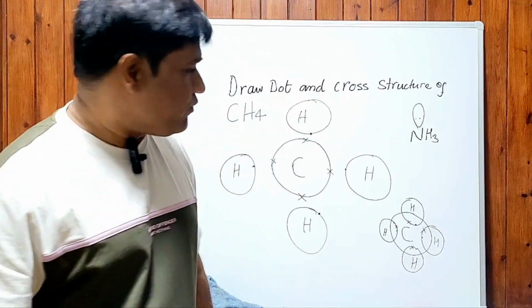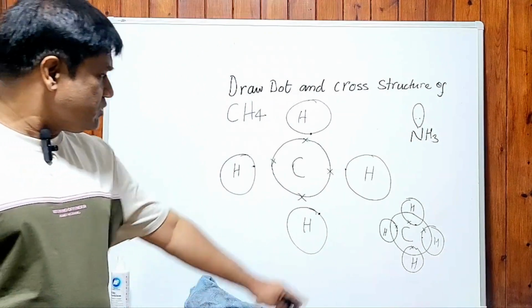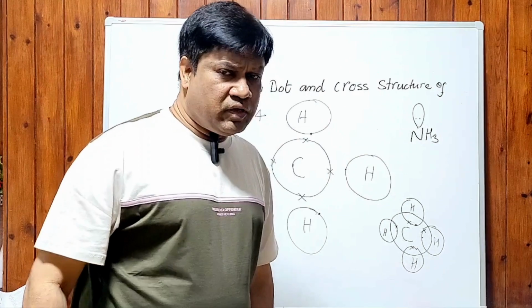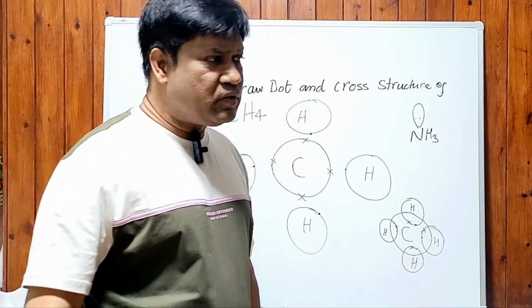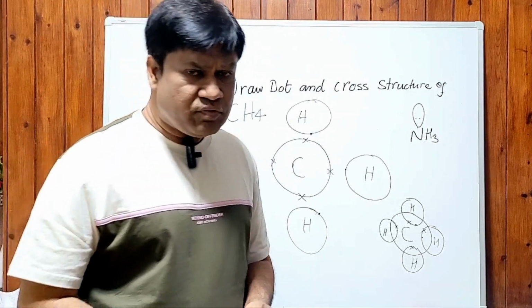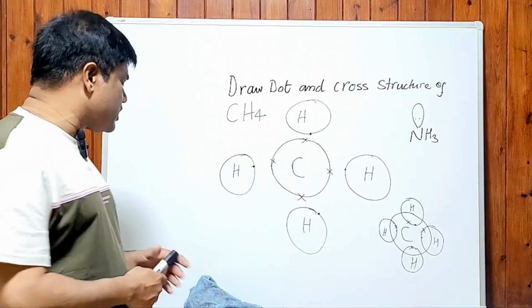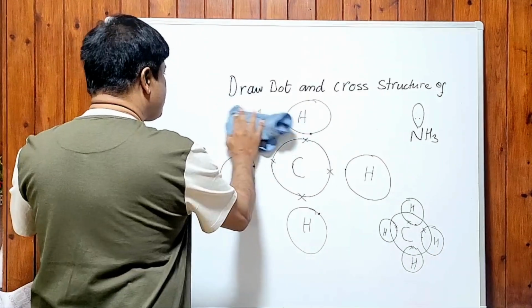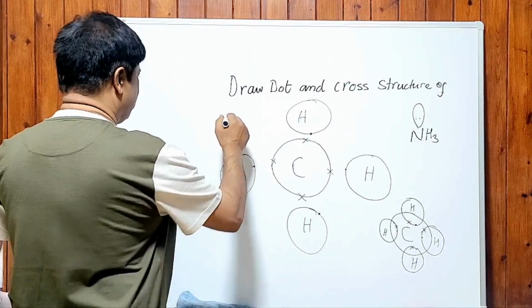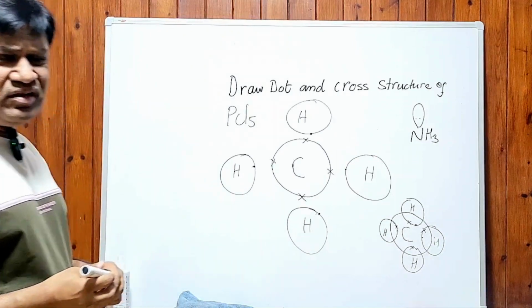BF3, PCl5. Check for 8 electrons in the outermost shell. Yes, 100% stable because of 8 electrons. But try PCl5. Can I give you the example? PCl5 as homework. Do you want to try PCl5? Draw the dot and cross structure of PCl5, phosphorus pentachloride. Oh, bad smell, man. Like a fishy smell. Very bad smell.